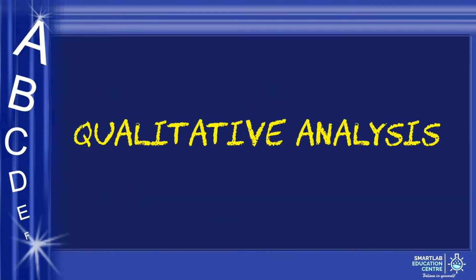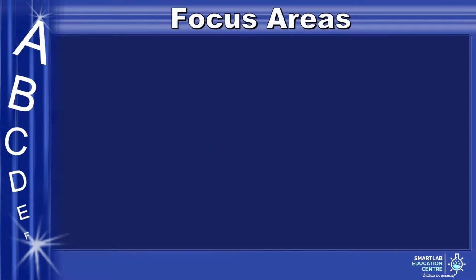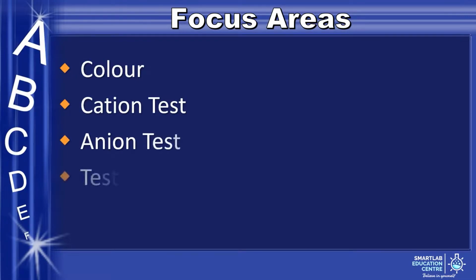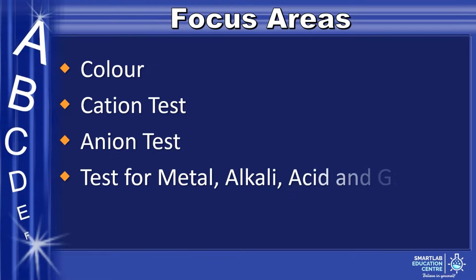Qualitative analysis. The areas we will be focusing on are color, cation test, anion test, and test for metal, alkali, acid, and gas. Color.